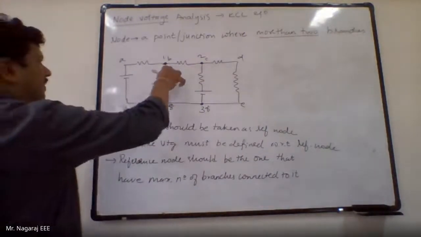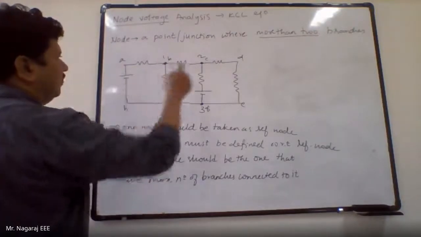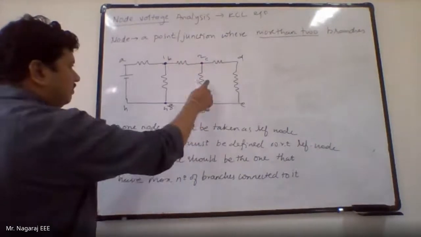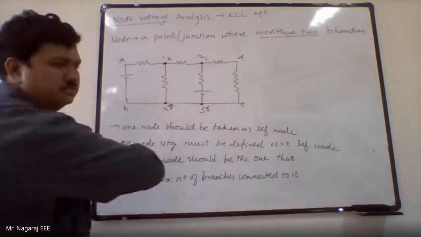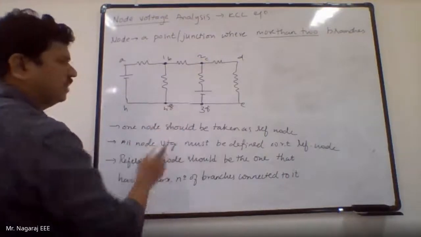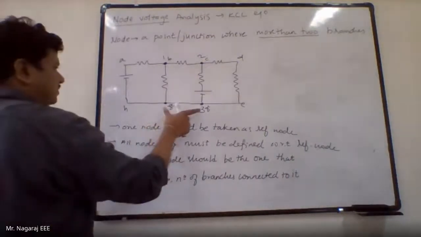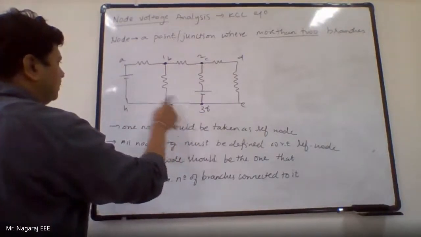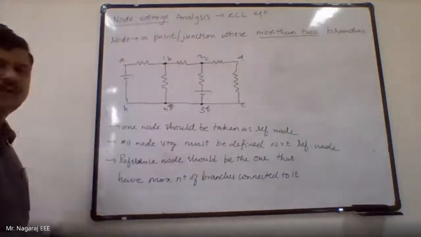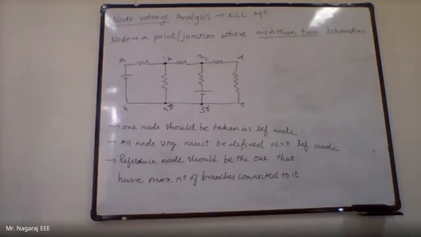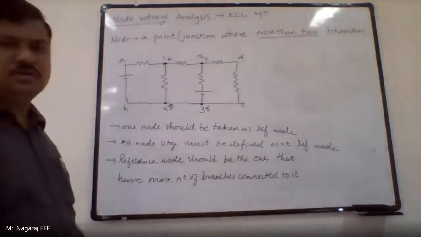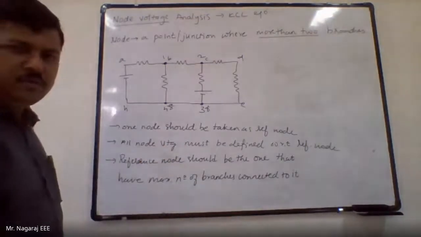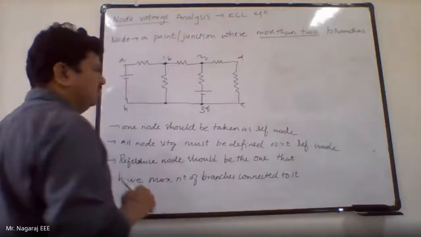Now, if you take node 1, there are 3 branches connected. If you take node 2, 3 branches connected. If you take node 3, this branch, this branch, this branch, this branch. If you take node 4, both 3 and 4 are same here in this case. So this node 3 and 4 is connected with 1, 2, 3, 4 branches directly. They are directly connected to node 3 and node 4. So it is convenient for me to define node 3 and node 4, or commonly I will take it as node 3 as reference node.